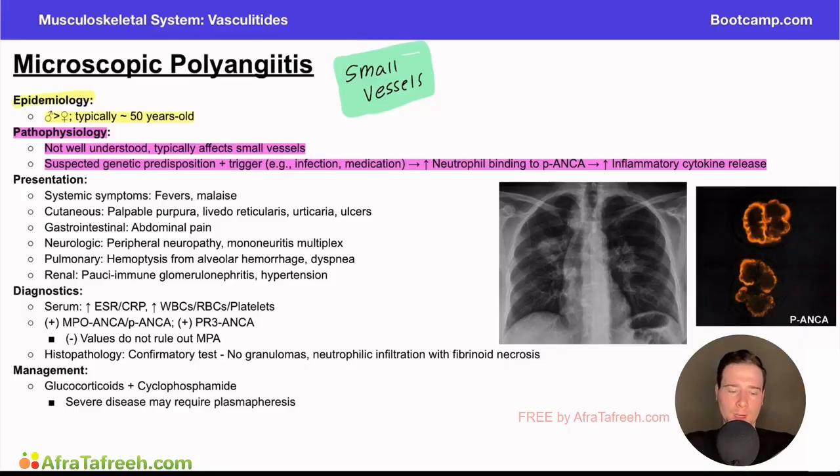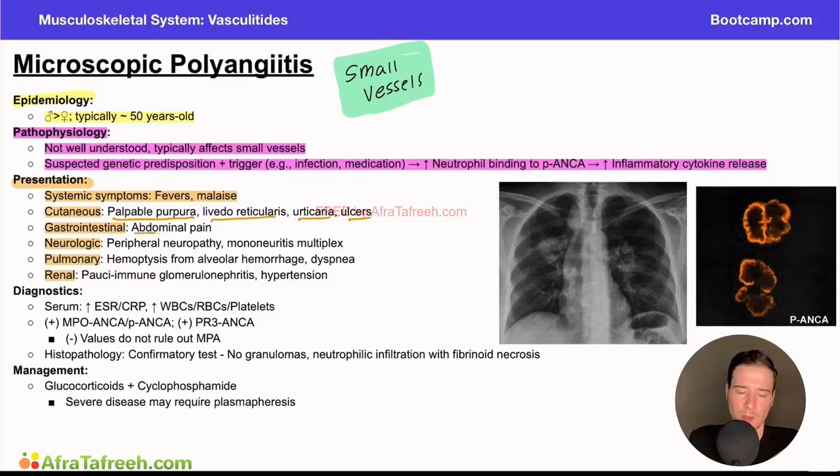Now, when we think about the presentation here, we can have some generalized systemic symptoms such as fever and malaise, but there are a lot of other multi-organ things that can occur in this pathology as well. You can have skin findings, GI findings, neurologic findings, lung findings, and renal findings as well. So let's talk about some of the common ones they like to ask about on test day. With the cutaneous findings of the skin, you get the palpable purpura. Remember, we can see this with a lot of our vasculitis conditions. You can also get something called livedo reticularis, which is kind of a lacy rash-like appearance on the skin, in addition to urticaria or ulcers.